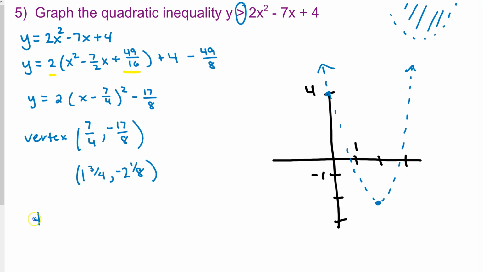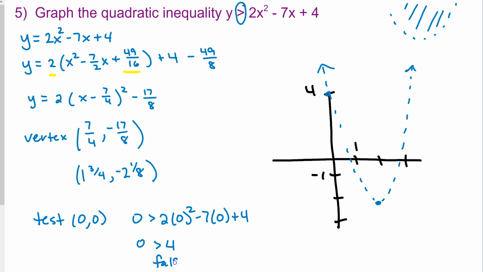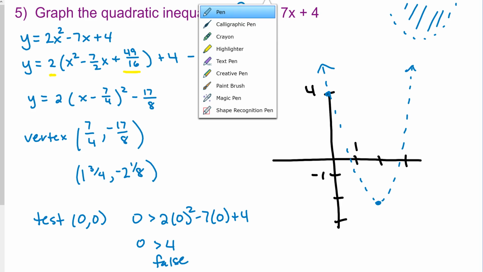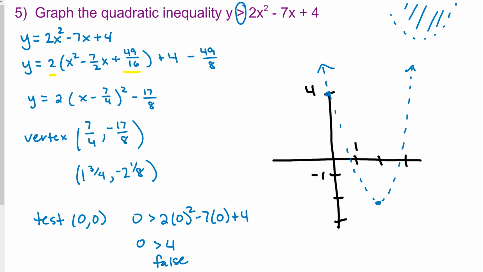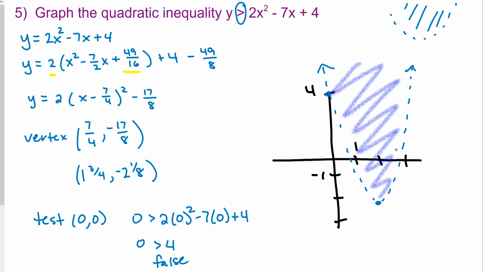So let's test the point (0, 0) in our inequality. 0 is greater than 2 times 0 squared minus 7 times 0 plus 4. So 0 is greater than 4 is false. So we don't shade (0, 0). That means we are going to shade inside. Okay? So that puts together some ideas from this chapter as well as the last.